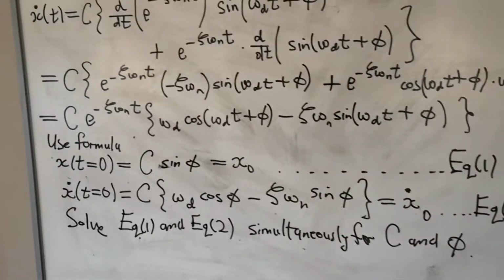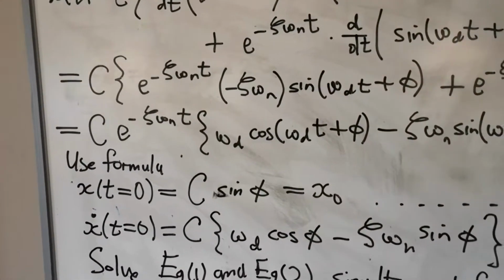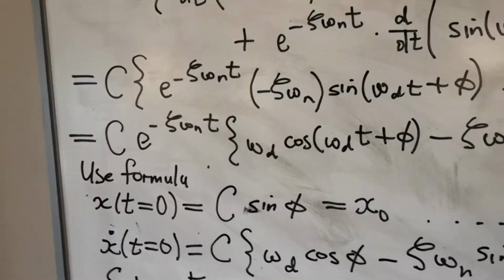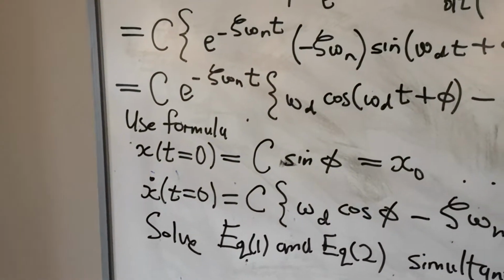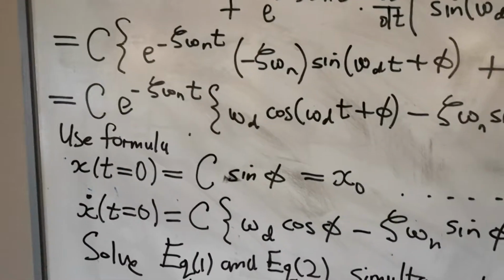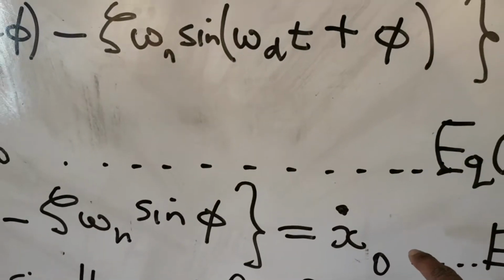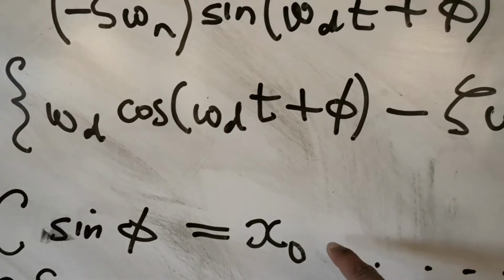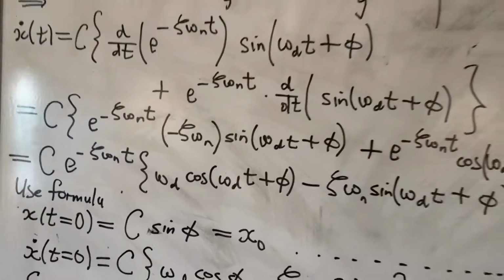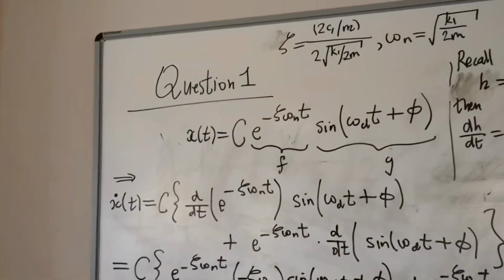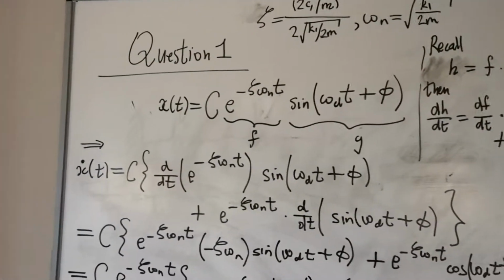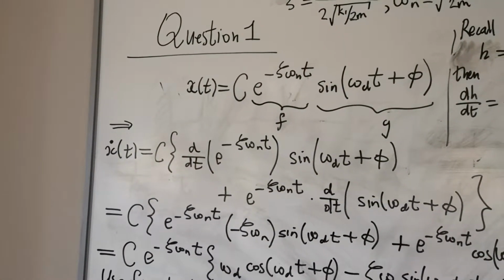What is the available information? We are given that at time t equal to 0, the initial displacement is x0, and the initial time derivative at time t equal to 0 is x dot 0. So this x dot 0 is known, and x0 is also known. So how do we work out c and phi? Basically, we've been given the expression for x, so work out the derivative for x dot.